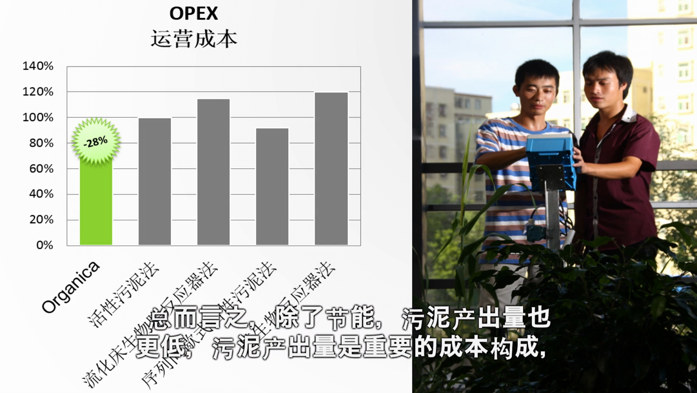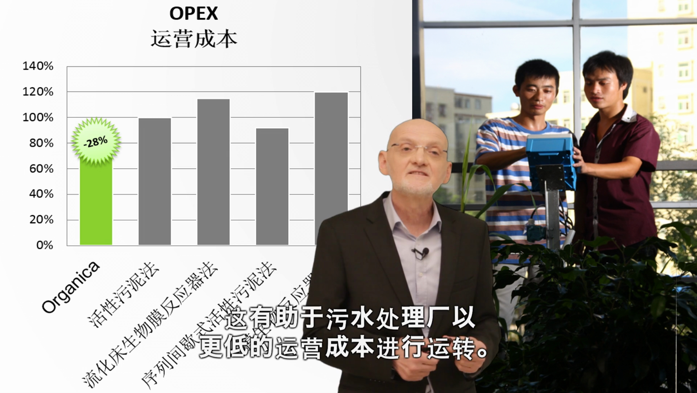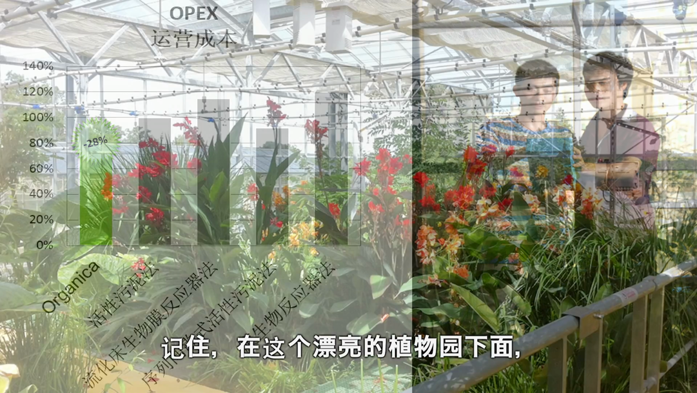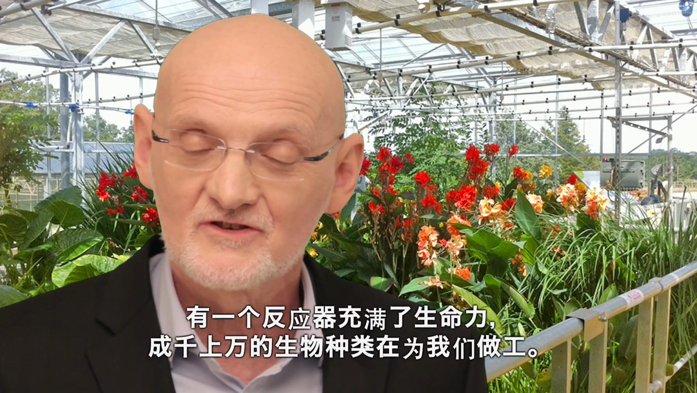All in all, in addition to the energy savings, it is the lower sludge production that is an important component that contributes to the fact these treatment plants are run at significantly lower operating costs. And remember, underneath this beautiful botanical garden, there is a reactor teeming with life, with thousands of species doing the job for us.